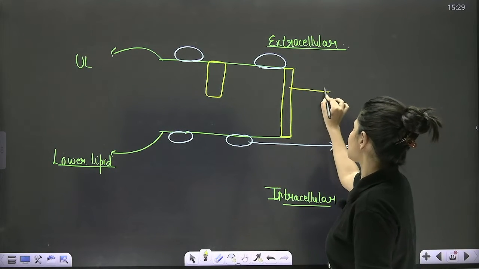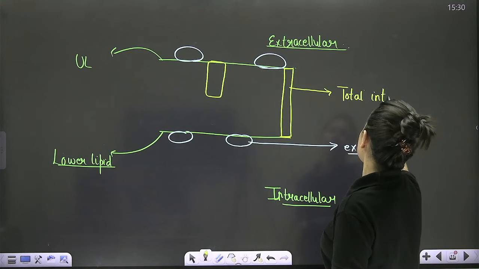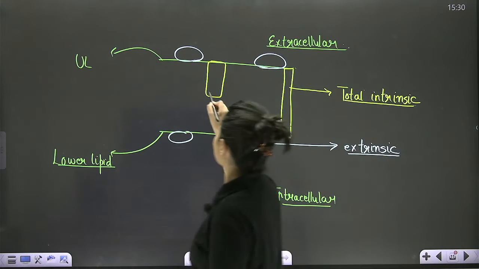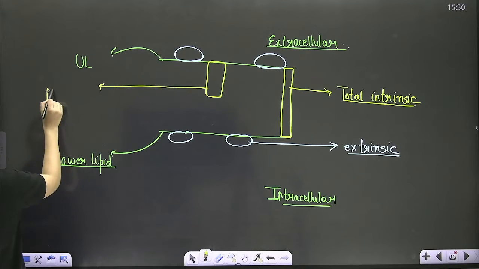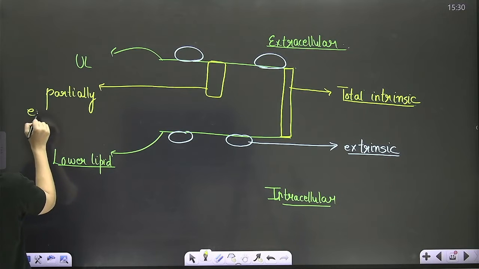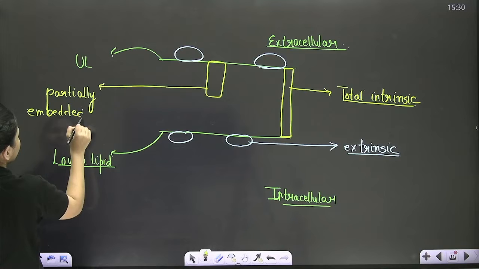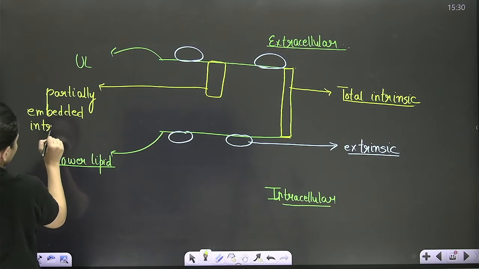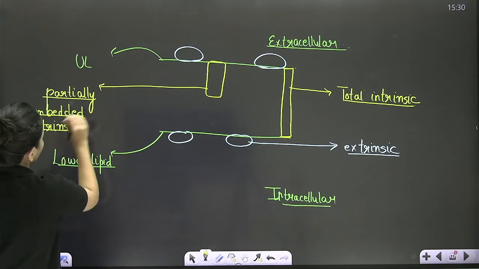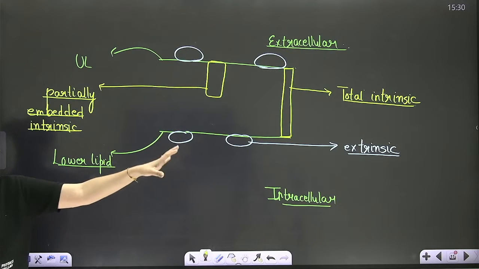So this is total intrinsic protein, right? Whereas this is partially embedded intrinsic protein, right? I hope with the help of the location you can very clearly make out.